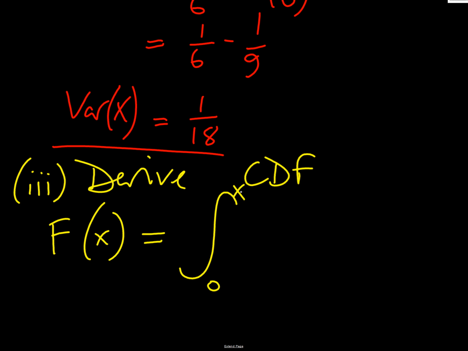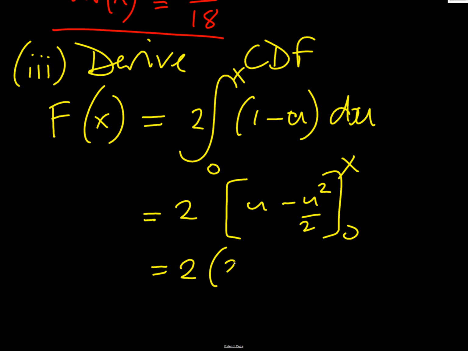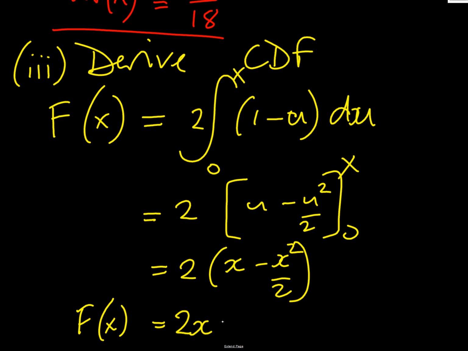0, our minimum, to x of our PDF, and in this case that is 2 times 1 minus x, but we want to use a dummy variable, so we're going to call that u, du, rather than dx. If we integrate what's in the bracket, that's x for the first one, so it's not x squared, it's just x. I'm getting that wrong, aren't I? That's actually a u, isn't it? Let's do it again. 2 times, inside the integral I've got a u for the first term, and for the second one I've got u squared over 2, from 0 to x, which is going to turn into 2x minus x squared over 2, which equals, so our F of x therefore is going to equal 2x minus x squared.